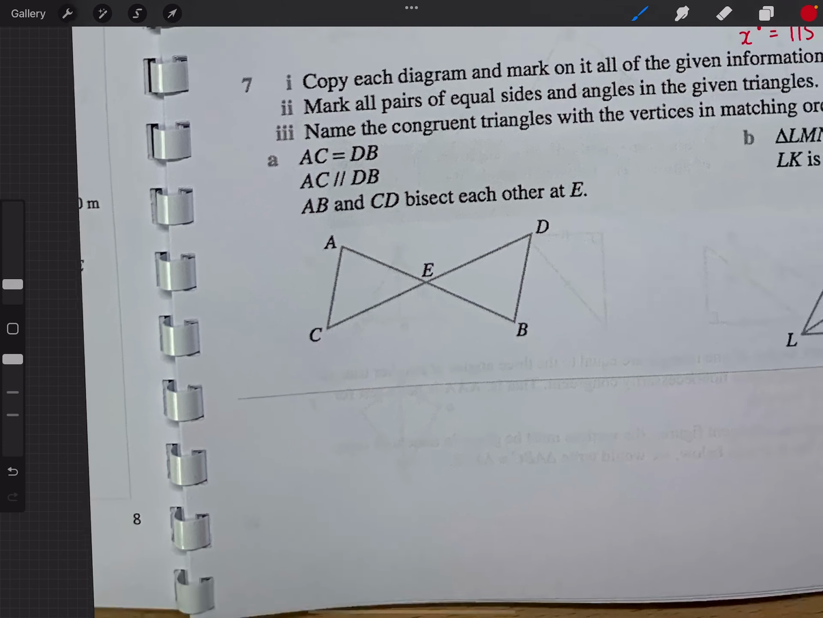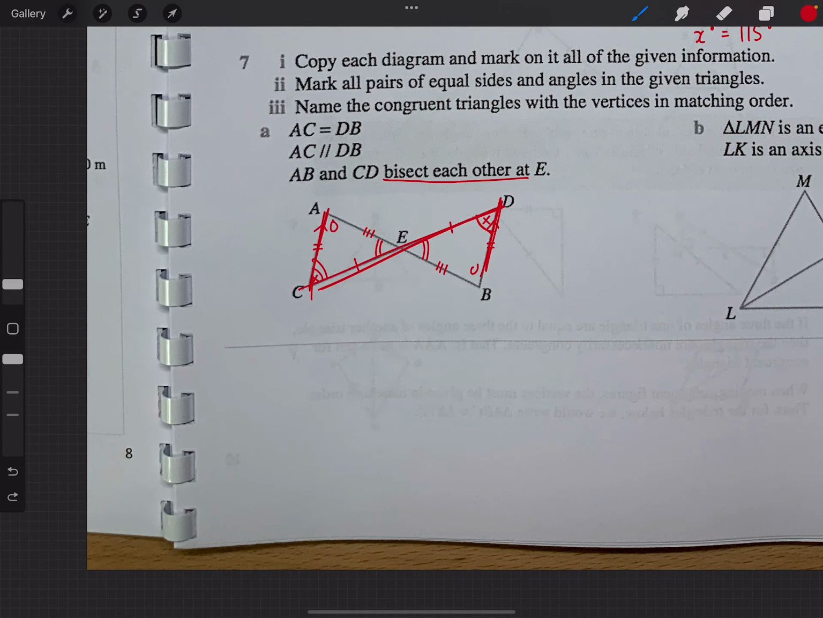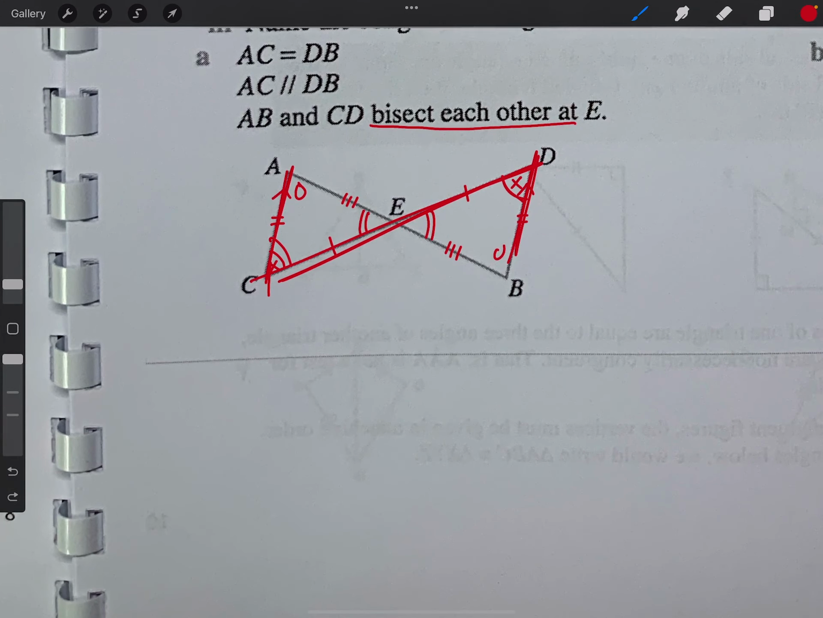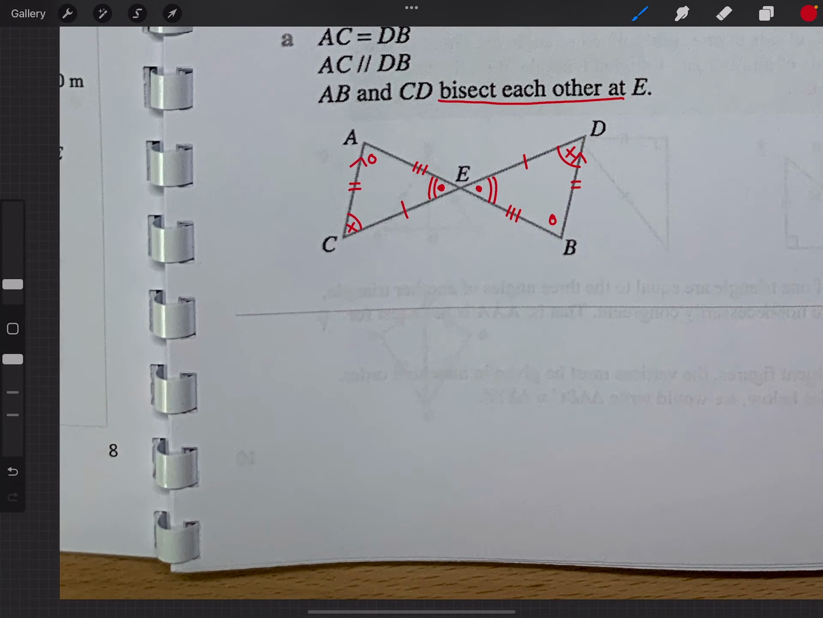Now it says mark all pairs of equal sides, which we did before. I kind of rubbed it out, but anyway, you can copy that in there. Also, I'll leave it back there for you. You can say that's that down there, that's that one there. And now I can say triangle ACE is congruent to triangle.